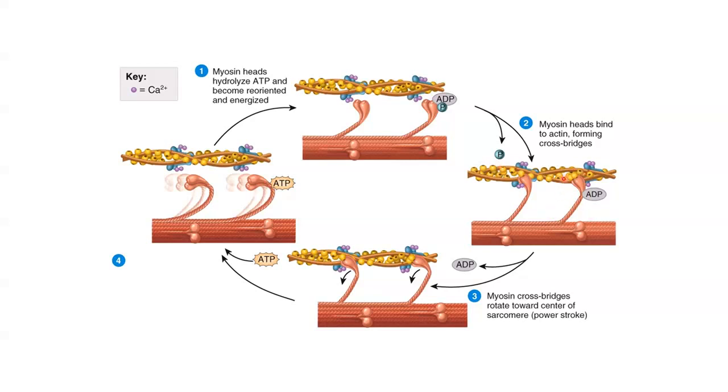From there, our myosin heads will then rotate, so they go from this position, they kind of clock forward to pull the thin filament towards the centre of the sarcomere. This is what we term the power stroke. This is what actually shortens the muscle and creates that force or that tension. And this power stroke is fueled by the release of ADP from that myosin head.